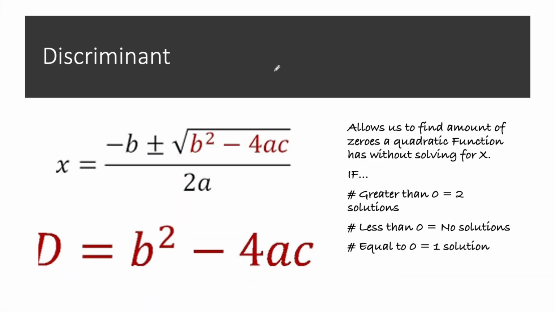Okay, let's talk about the discriminant. The discriminant is essentially an equation that allows us to find the number of zeros a quadratic function has without solving for x. If we put our quadratic equation in standard form, ax squared plus bx plus c, and plug these constants into this equation, we can determine the number of solutions our equation has. If the number we get is greater than 0, we have 2 solutions. If the number we get is less than 0, we have no solutions. And if the number we get is equal to 0, we have 1 solution. And remember, solutions are the same thing as zeros. It's when our graph crosses the x-axis.